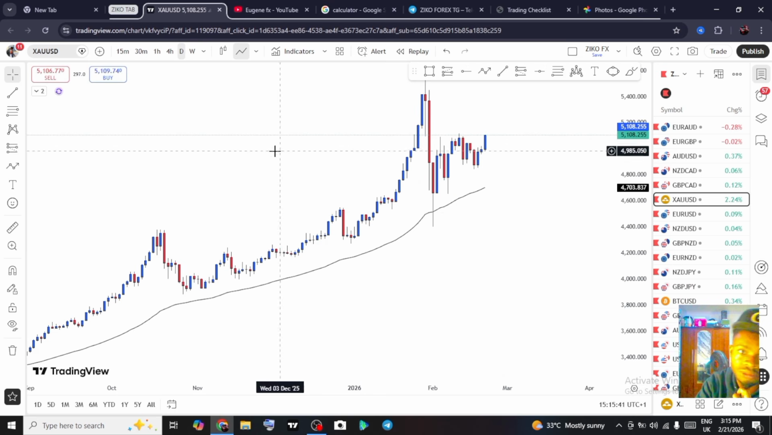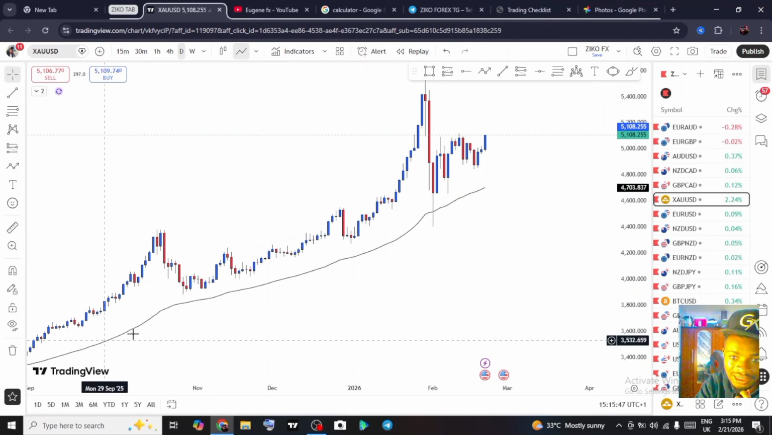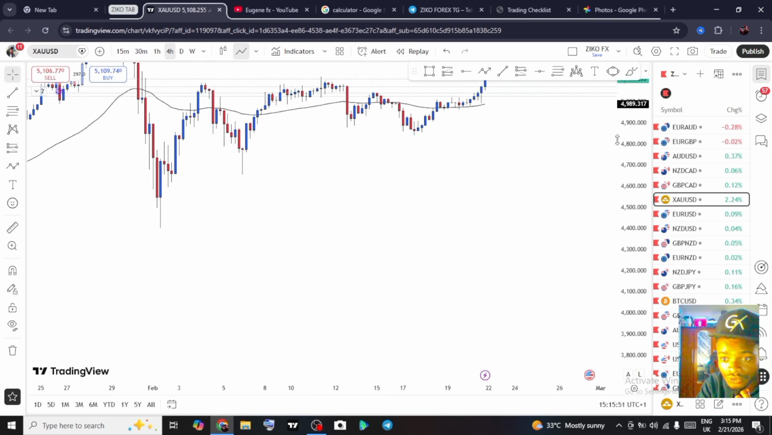Let's see what gold is doing, by the way. I don't really have a very clear perspective there on gold. Wow, let's delete everything right here. 60 drawings, crazy. Now, let's see how the 4 hour is looking.